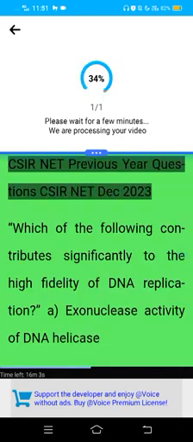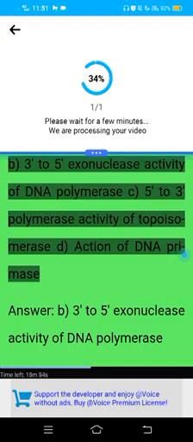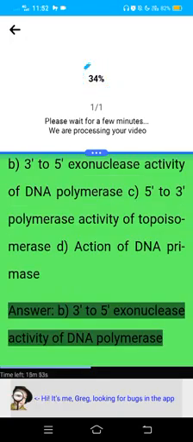CSIR NET previous year question, CSIR NET December 2023. Which of the following contributes significantly to the high fidelity of DNA replication? A, exonuclease activity of DNA helicase. B, 3' to 5' exonuclease activity of DNA polymerase. C, 5' to 3' polymerase activity of topoisomerase. D, action of DNA primase. Answer: B, 3' to 5' exonuclease activity of DNA polymerase.